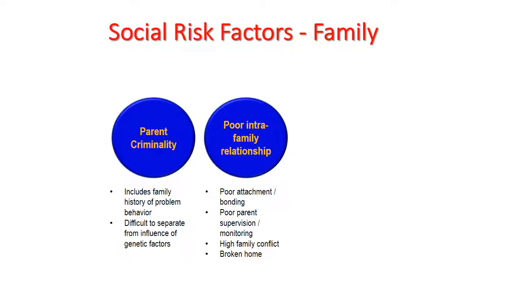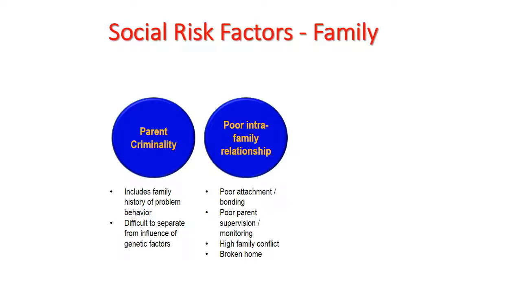We also know that the presence of poor intra-family relationships, as displayed through poor attachment or bonding with the parent during the early years, is a risk factor for delinquency. Poor parent supervision or monitoring, especially during later childhood and adolescence, is another factor that has been linked to the development of deviant behaviors. This is unsurprising, especially if the child is mixing with delinquent peers unsupervised and is able to do whatever she or he likes.